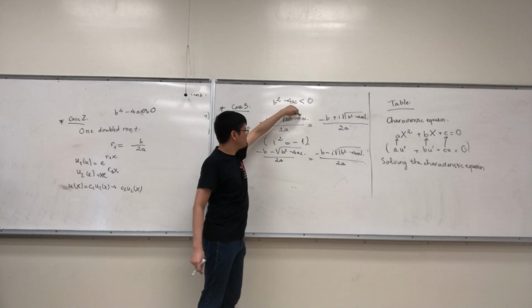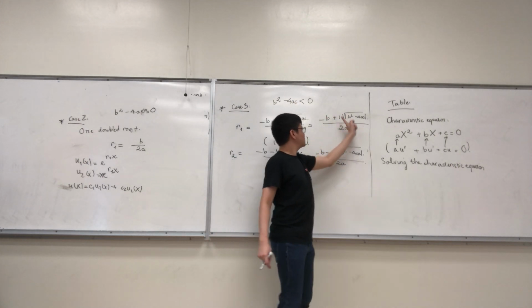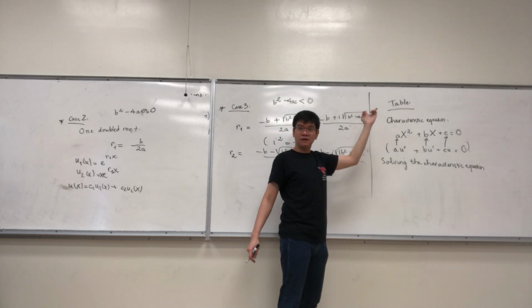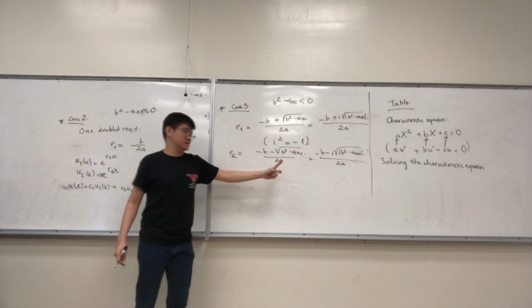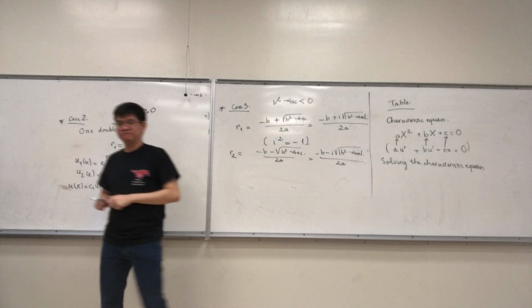So you have b squared minus 4ac is negative, so this gives you minus b plus i times the square root of the absolute value of b squared minus 4ac. Alright? So I remind you that i is a special number in which when you take the square of that, you get minus 1. Questions?